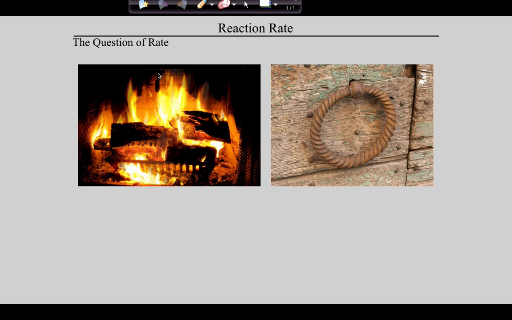You know what? It does not. Let's talk about that quickly. What about limiting reactants? In this reaction, what's the limiting reactant in the burning of the wood? The wood, right? What's the limiting reactant over here? The metal. So in both cases, the oxygen is not the limiting reactant.